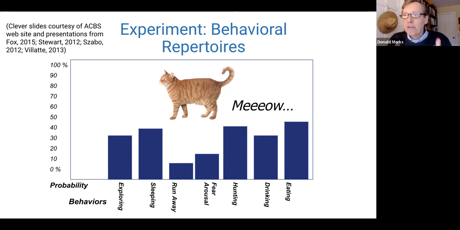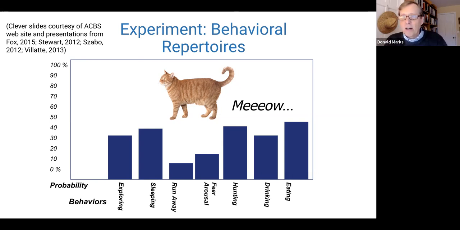So one of the things that I'll often do with a group of people, say we're meeting in a room together as a group, is say, imagine we're not here and there's a cat in here. What are all the kinds of things that the cat could do? And you get a whole list of things. And then what are the various probabilities of the cat engaging in that behavior? And from 0 to 100%, you get different probabilities for different behaviors: eating, hunting, sleeping, fear arousal, running away.